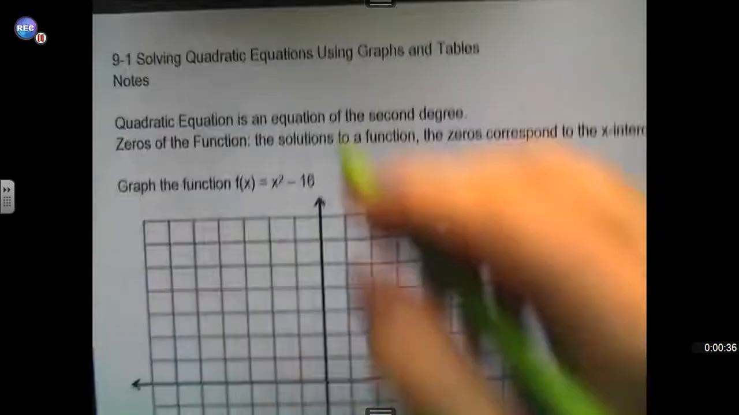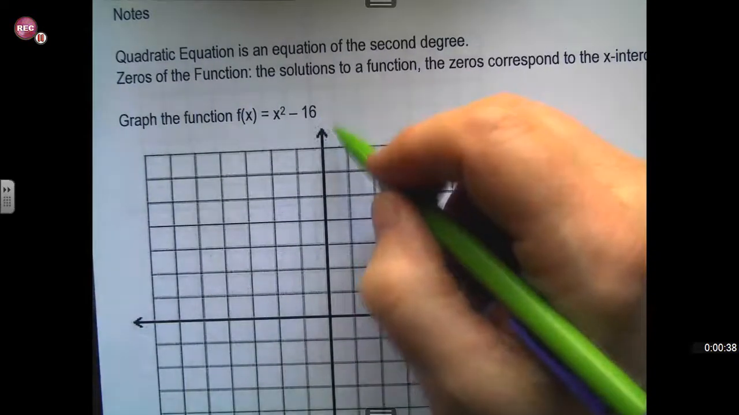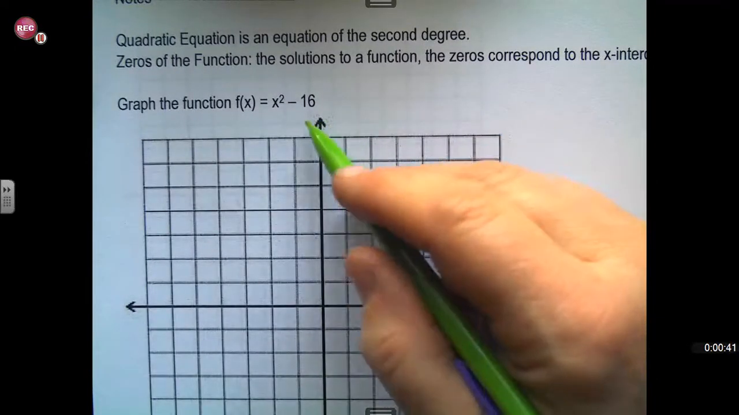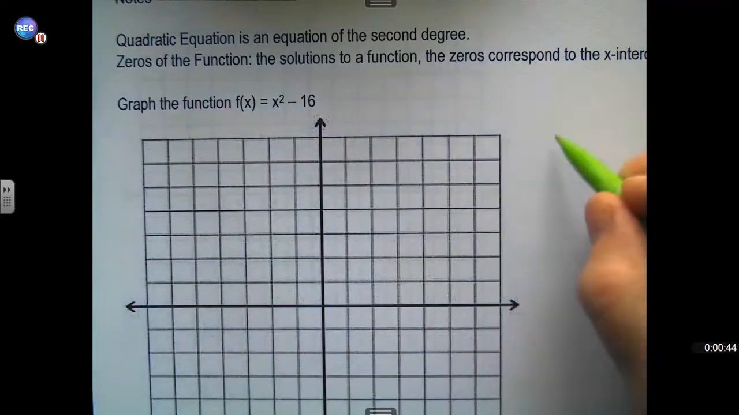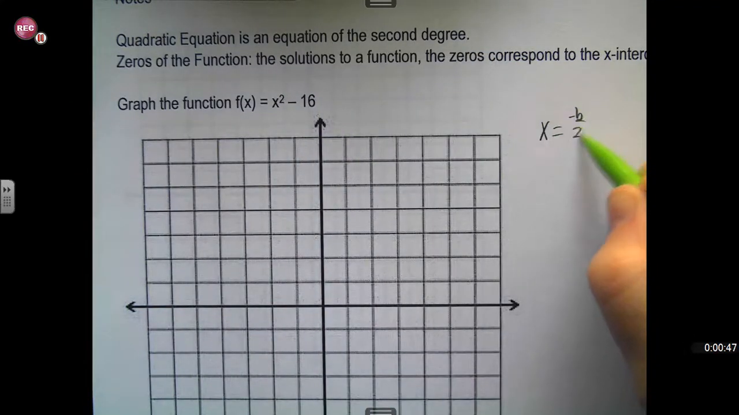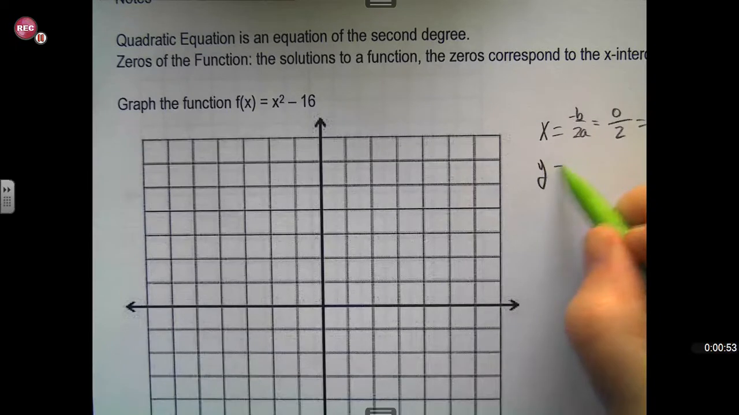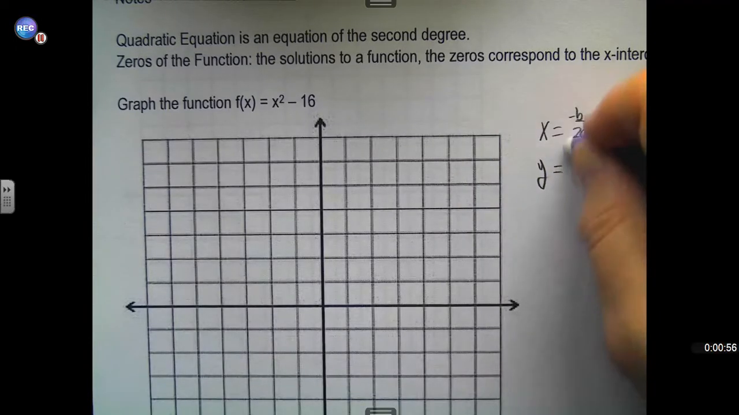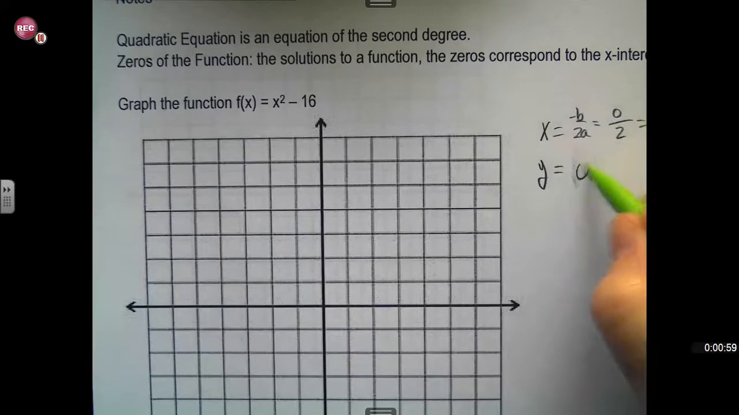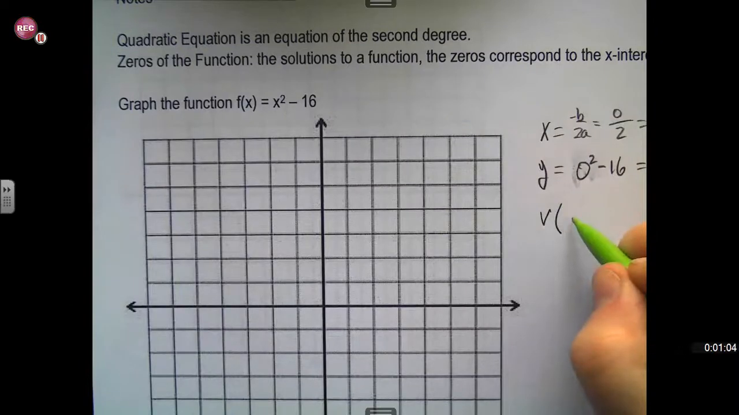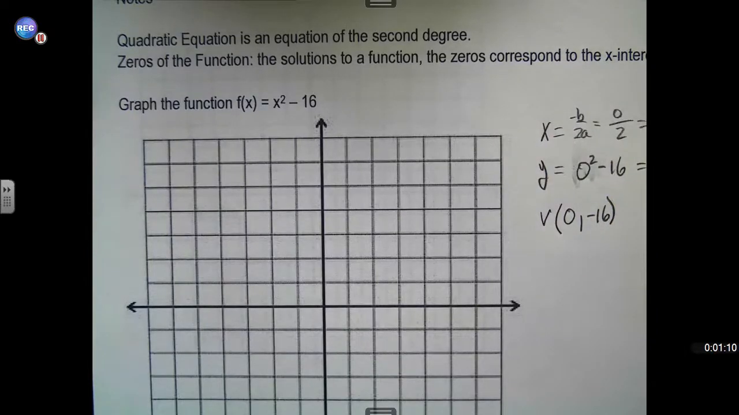So to graph this function, the origin is the vertex because there is no linear term. So when I plug into x equals the opposite of b over 2a, I get 0 over 2, which is 0. And if I plug in 0, I get 0 squared minus 16, which is negative 16. So the vertex is 0, negative 16. And we're not going to find all the other fun stuff, again, because what we're trying to do here is solve this.